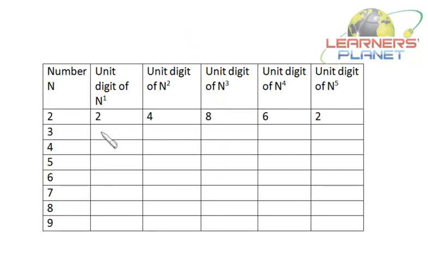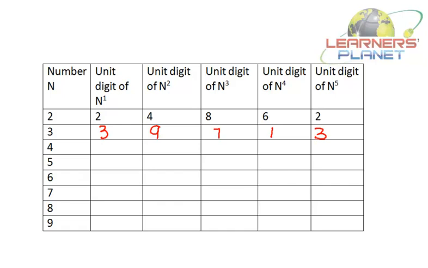It's 3 raised to 1 will end in 3. 3 3s are 9. 9 3s are 27. I'll write 7. I'll drop 2. 7 3s are 21. I'll write 1. I'll drop 2. Then 1 3s are 3.